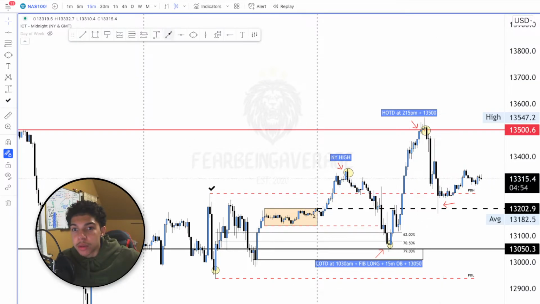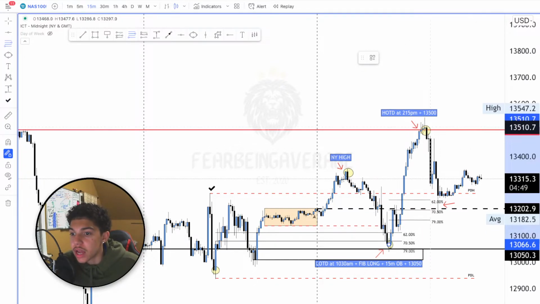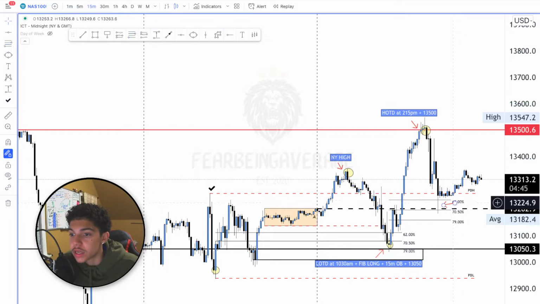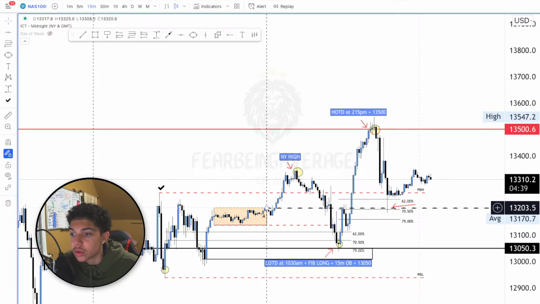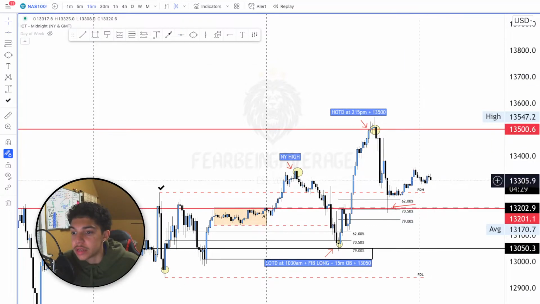So simply, what am I going to do? I'm going to pull my fib from this low that we had, the low of the day, to this high, which is the high of the day. Pull it over, and what is the first thing I notice? The first thing I notice is we did have a retracement in here. And where did it come into? Retrace back into 13,200. So we're going to annotate that level also now.